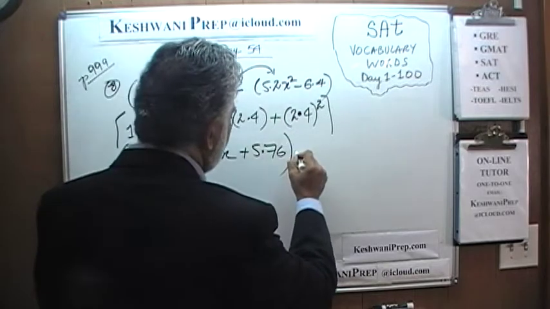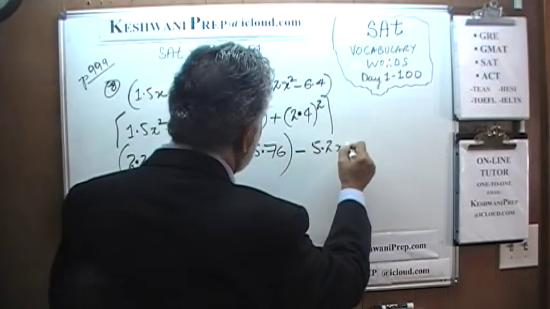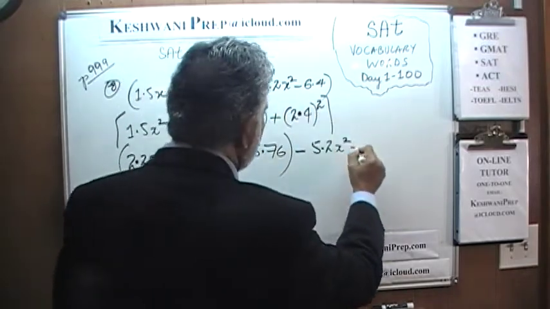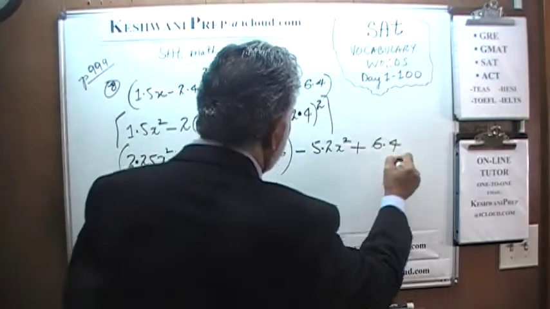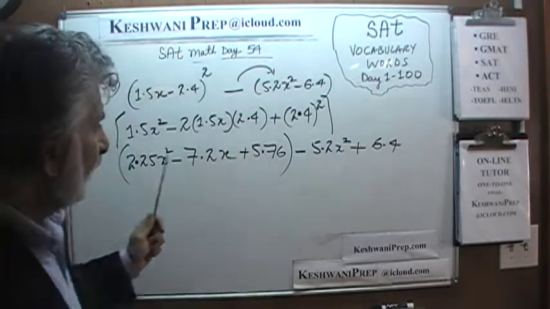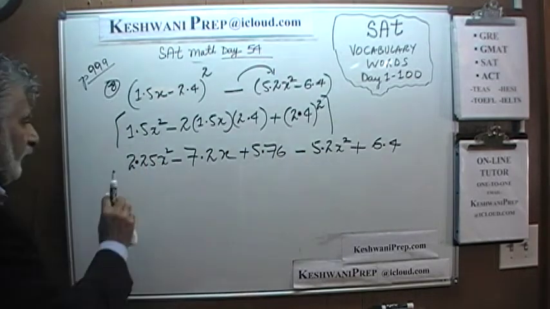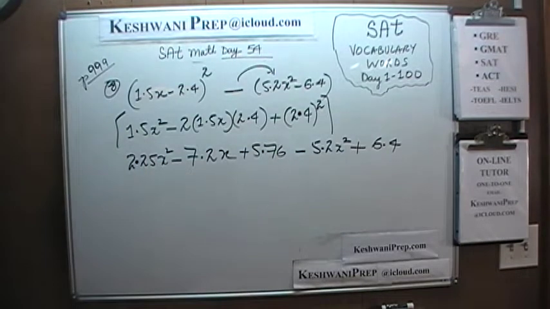Make sure you pay attention to negative. So it's going to be negative 5.2 x squared, and negative times negative is positive 6.4. And since I already opened the parenthesis there, I'm going to erase this parenthesis. It serves no purpose at this point. Let's just take our time and do it out.